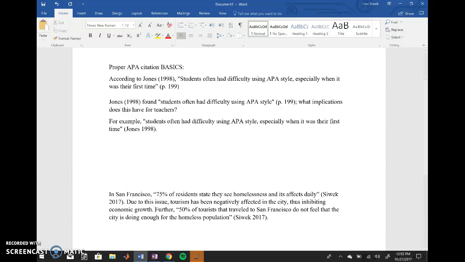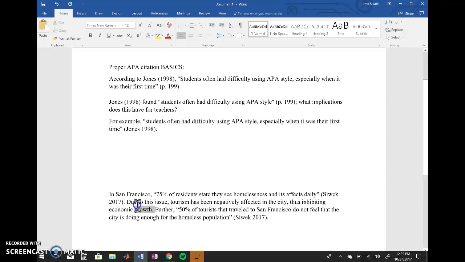So for example, instead of just going from this quote to this quote, I'm going to say, in San Francisco, 75% of residents say that they see homelessness and its effects daily, CUIC 2017. Due to this issue, tourism has been negatively affected in the city, thus inhibiting economic growth. So what I did there was go off of what the quote is saying and put it in my own ideas, in my own words.